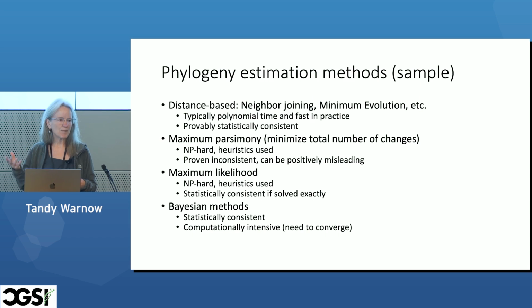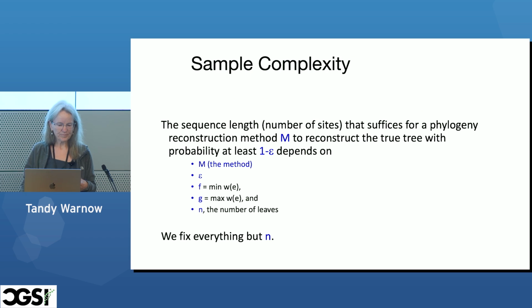And then finally, Bayesian methods, they're statistically consistent, but they have to converge. Convergence for a Bayesian method can take a very long time. So you have these methods, some of them are fast, some of them are slow. Guarantees are always in context. You know, solving something exactly, fine. Again, it has to be under the model. So this is sort of basic stuff that almost everyone in phylogenetics knows. Some of the stuff I'm going to be showing you, not everyone knows.